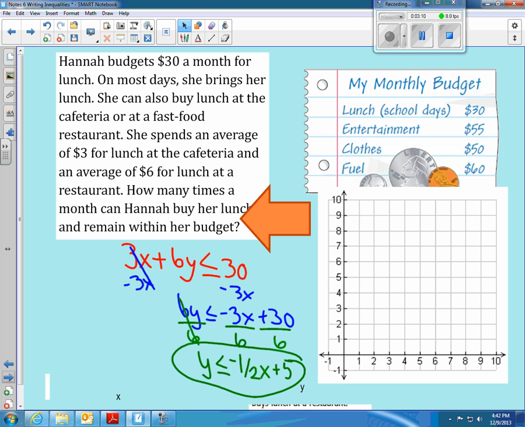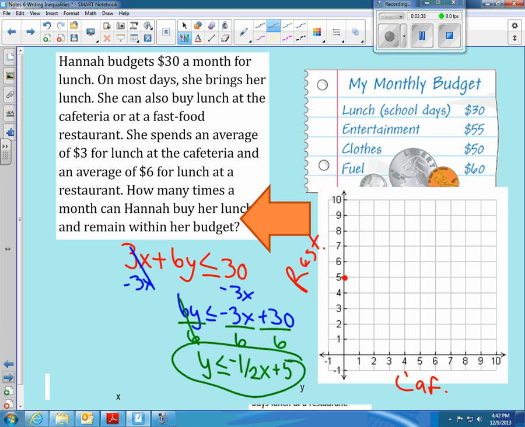So we have a graph here, and let's label our axes. Our x, we talked about, is when we're at the cafeteria, and our y is when we're at a restaurant. My y-intercept is 5, so I'm going to go up 5 and make a point. And my slope is negative 1 over 2, so I'm thinking rise over run. My rise is negative 1, so I'm going to go down 1, and my run is 2.